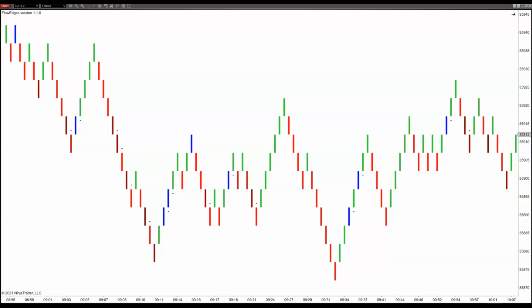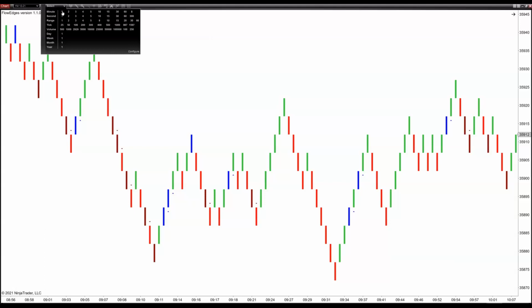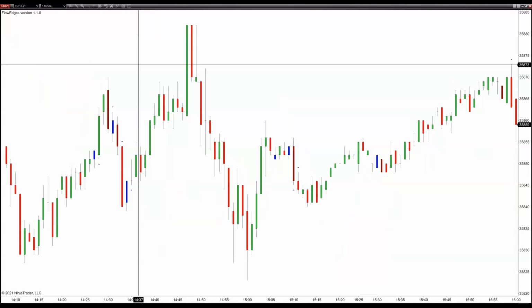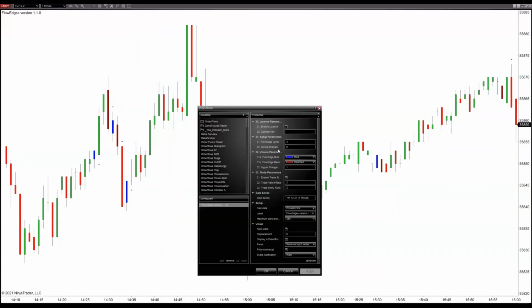Brian was asking. Brian left, but he was asking about the setting. Let's go back to a minute-based chart. In the trade parameters, he's asking if you use 3 in here, right? Trade validity in bars was set to 3, or trade entry in ticks was set to 3. So if you had trade entry set to 3, validity in bars, it would have to move in that direction within 3 bars before it prints a signal.